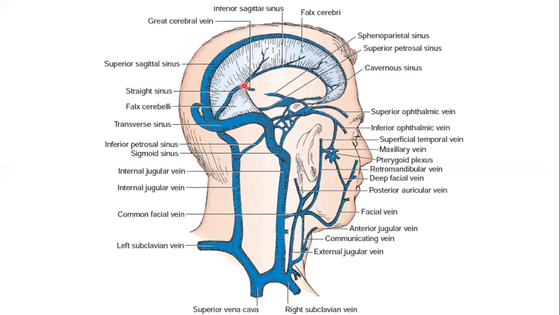And then the third unpaired sinus is the straight sinus itself. Here it is. This is the straight sinus. Here the straight sinus is formed by the great cerebral vein. You can see the formation of the straight sinus by the great cerebral vein joined by this inferior sagittal sinus.